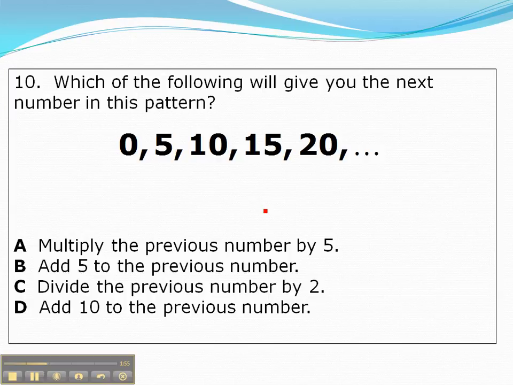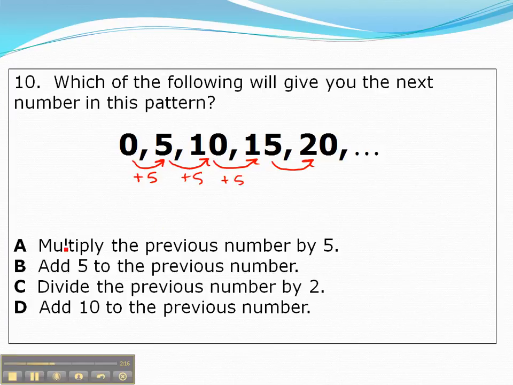Number 10, which of the following gives you the next number in this pattern? Let's not even look at the answer choices. Let's just look at the sequence. We start at 0, and the next number is 5. The next number is 10. Next number is 15. Next number is 20. What's happening here? They're increasing by 5 each time.